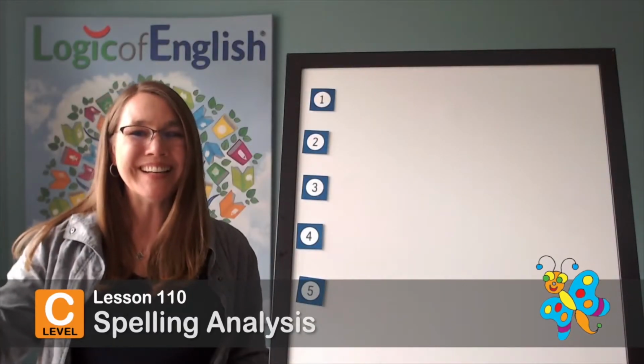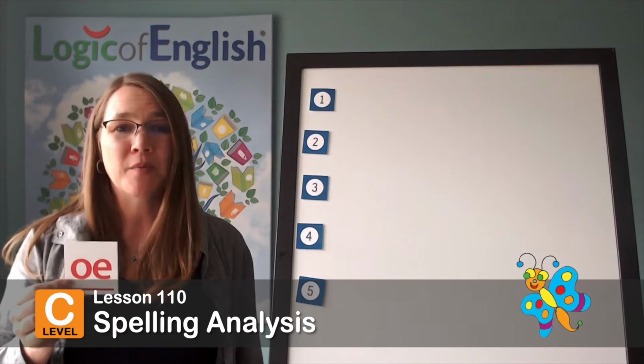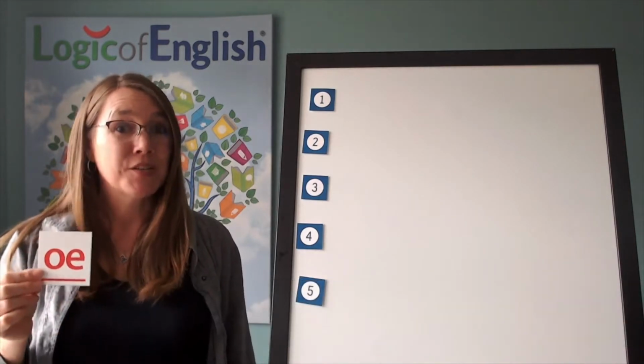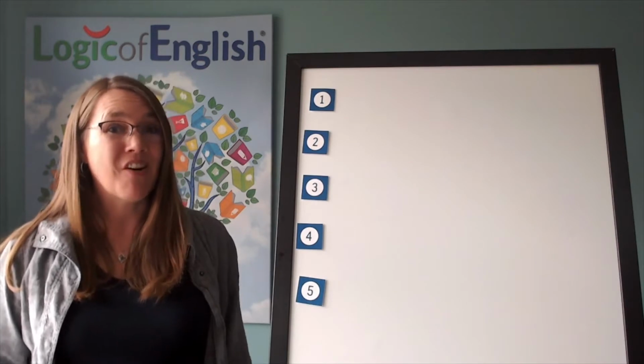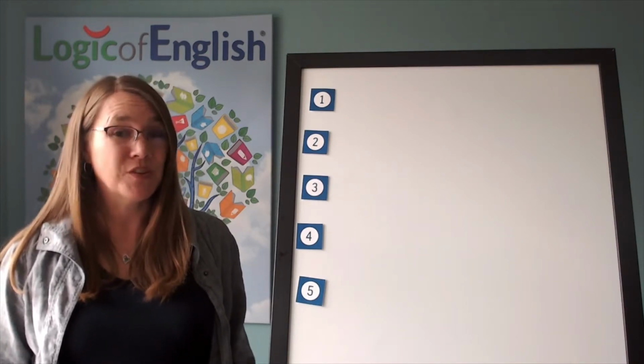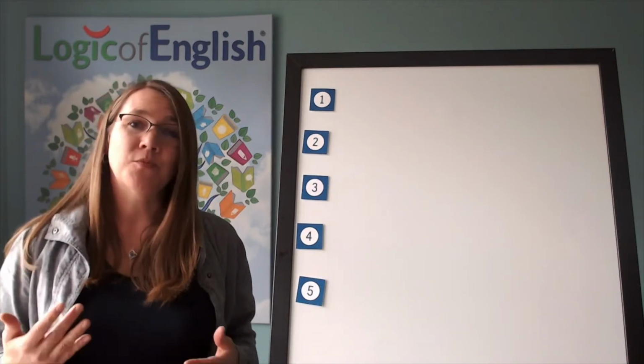It's time for spelling analysis. And one of our words today will use this phonogram, O-U. So be listening for it. We also will be using our last rule for a silent final E. And that rule is unseen reason.